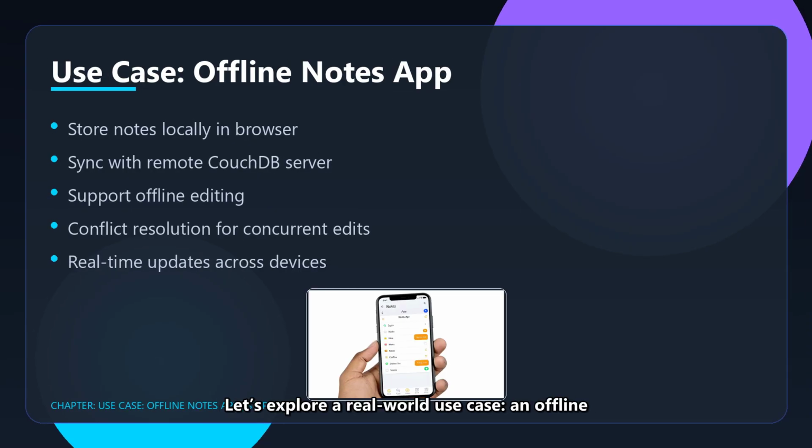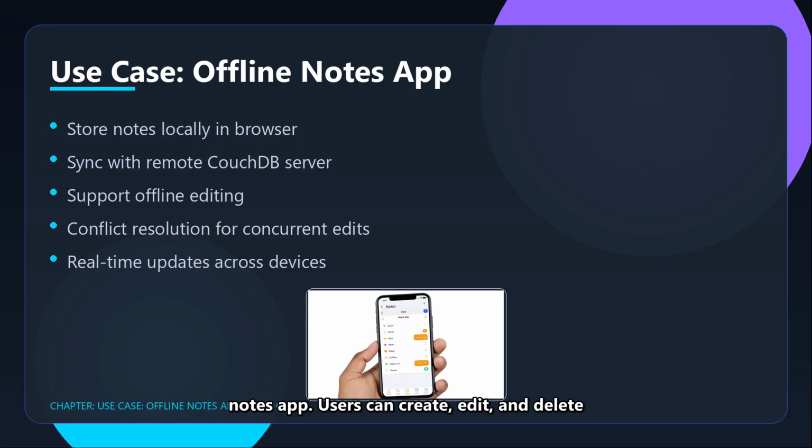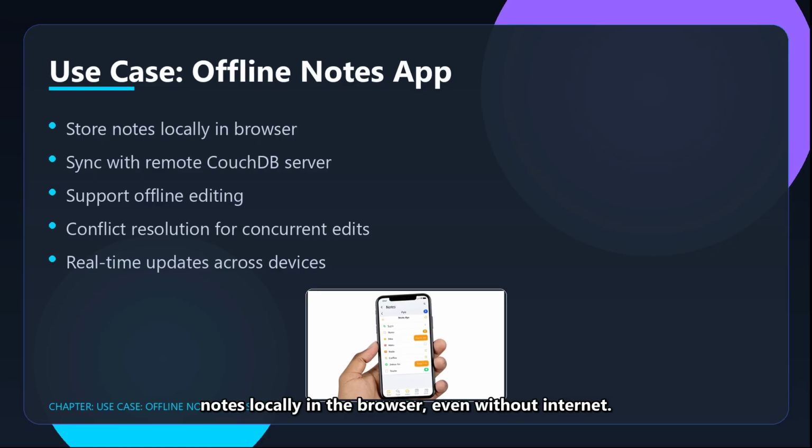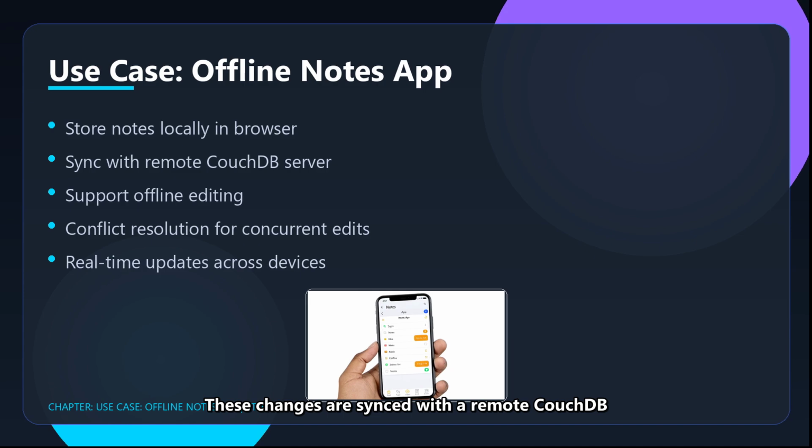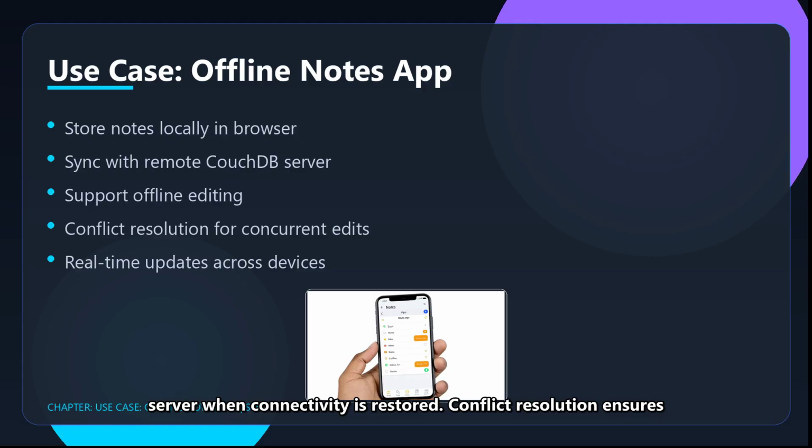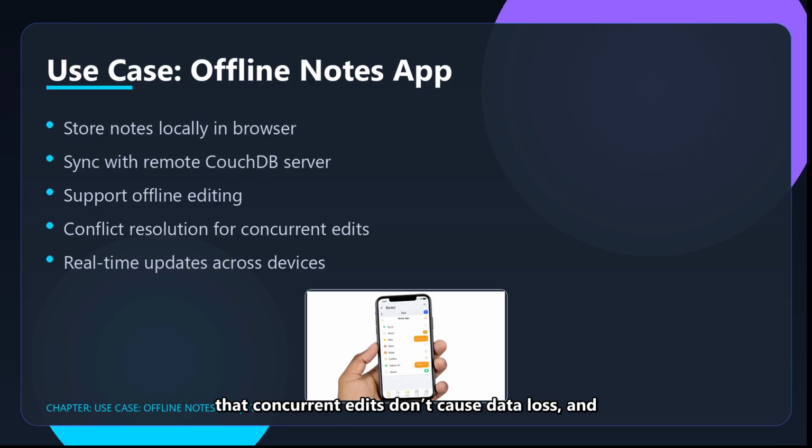Let's explore a real-world use case, an offline notes app. Users can create, edit, and delete notes locally in the browser, even without internet. These changes are synced with a remote CouchDB server when connectivity is restored. Conflict resolution ensures that concurrent edits don't cause data loss, and real-time updates keep all devices in sync.